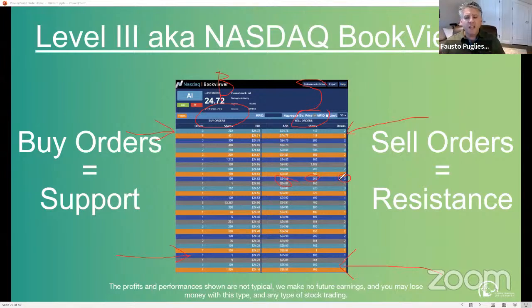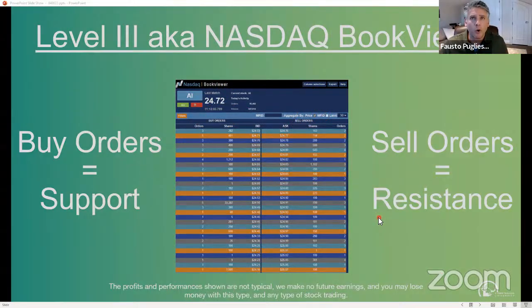So you are seeing every single buyer around the entire world that is looking to trade AI right now. Is that amazing? Think about that. It's phenomenal. How could you not see that? Right? So let me clear this out and move on and show you a little bit more.